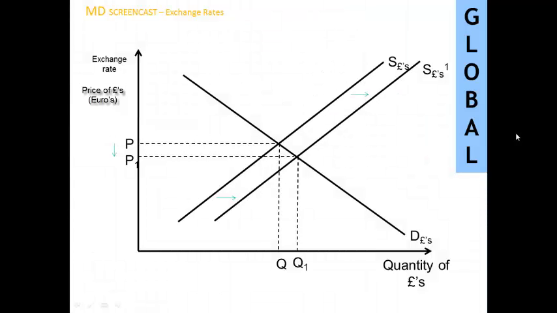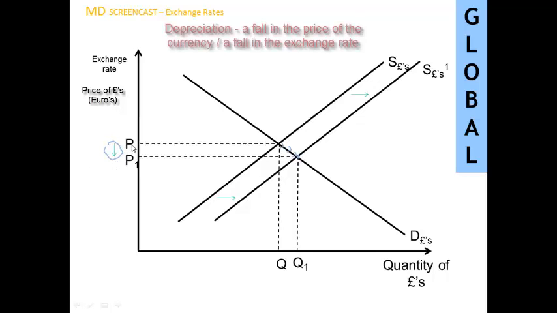Here we'll show the effects of an increase in the supply of pounds. A shift of the supply curve to the right leads to downward pressure on the exchange rate. There's an extension of demand. The new market clearing equilibrium will be at a lower euro price of P1. There's been a depreciation of the exchange rate.